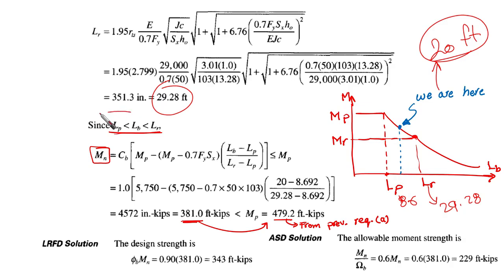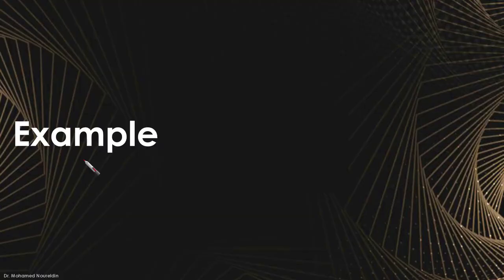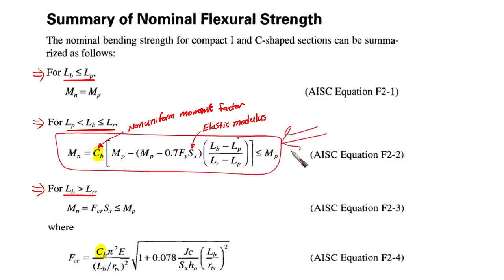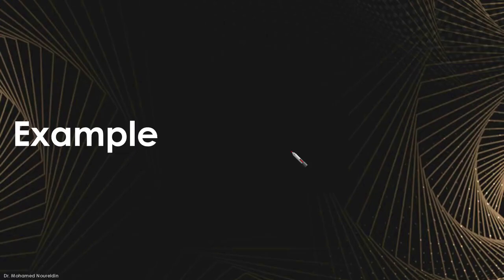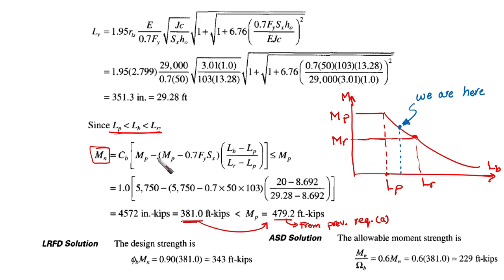So our case is here, inelastic lateral torsional buckling. Based on that, we are going to use this equation. Let's go back here. Yes, the second equation. We are going to use this nominal equation in order to obtain the nominal flexure strength. So we are going to substitute everything in this equation.